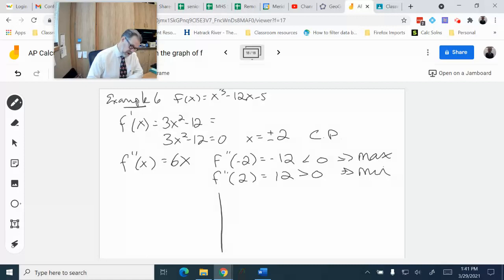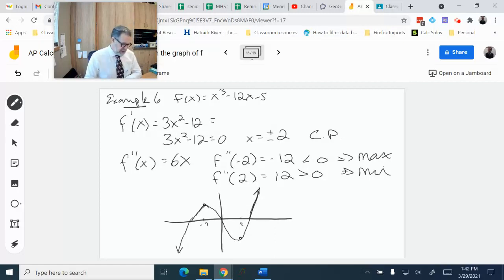So if I wanted to sketch the graph of x cubed minus 12x minus 5, I know that at negative 2, there is some kind of local maximum. At positive 2, there is some kind of local minimum. And of course, since I know the end behavior of a cubic, I could just draw something that looks like that. Now, is that exactly accurate? Of course not.